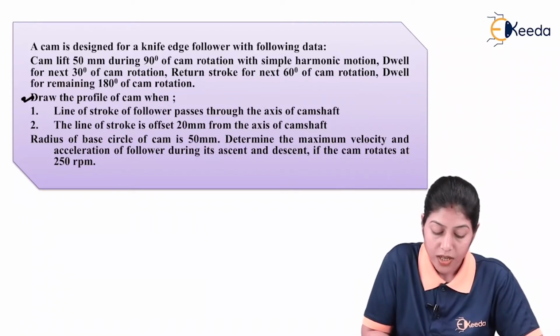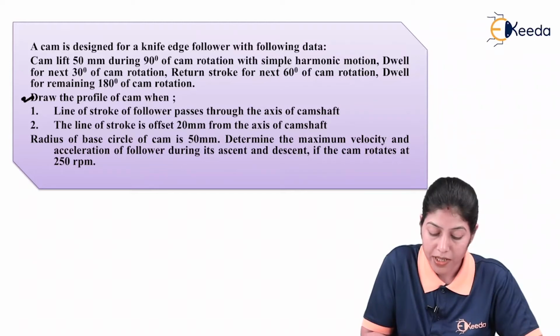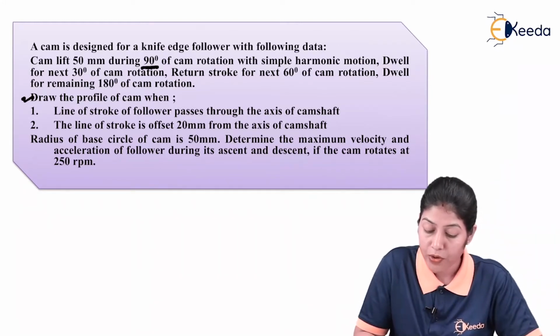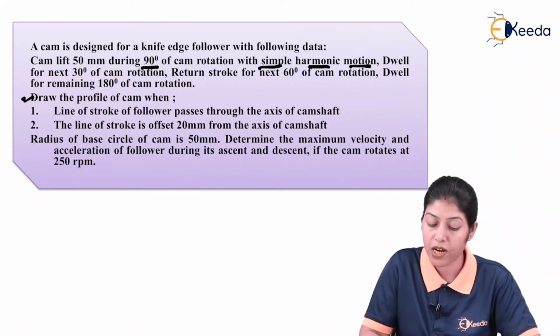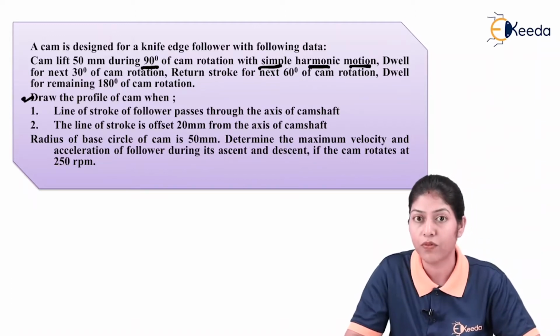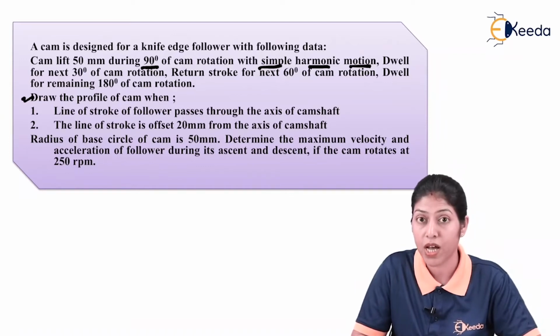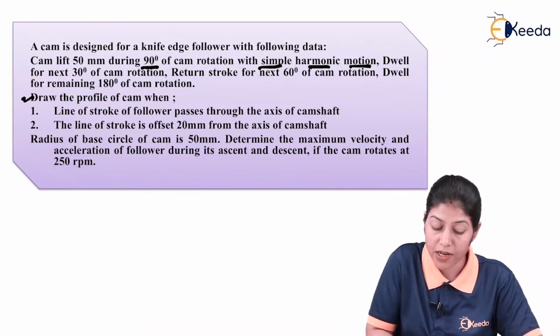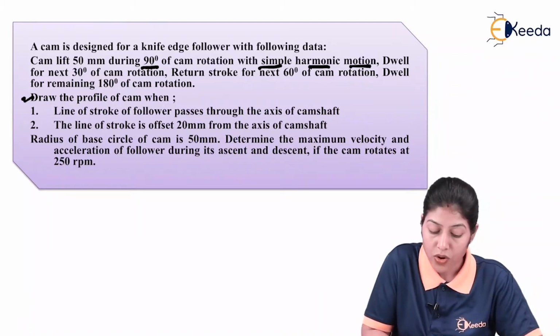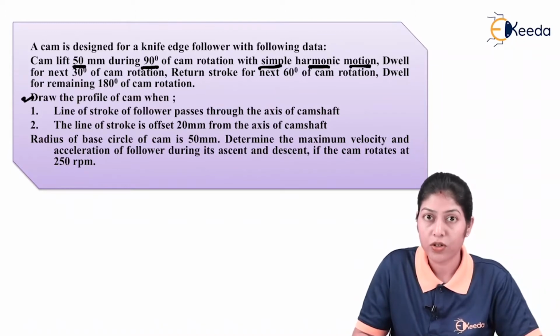Now cam lift 50 mm during 90 degree. So the stroke value of the follower is given when cam is rotating 90 degree. Cam rotation with simple harmonic motion. The condition is given, that is simple harmonic motion. So first if we are going to draw the displacement diagram of the follower, so it should be on the basis of the condition when follower is moving with simple harmonic motion. And cam lifting the follower during 90 degree of cam rotation. So the stroke of the follower is also given 50 mm.